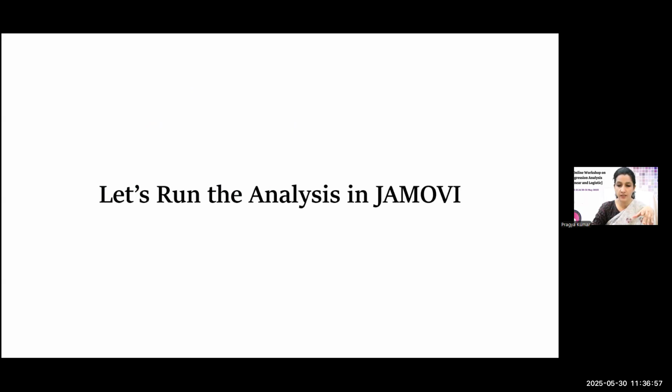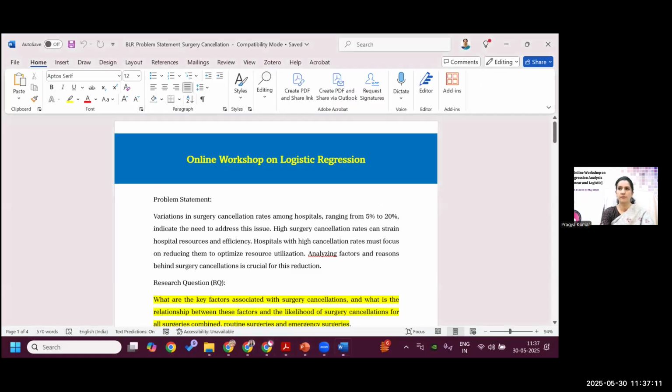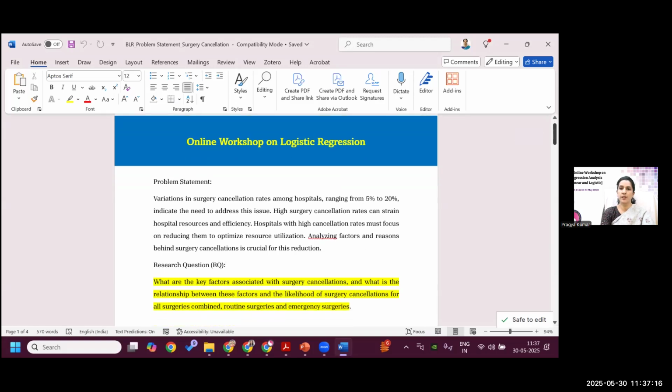Now let's run the analysis in JAMOVI. Are you people clear theoretically up till this point? Or otherwise we will go to the problem, the data, putting in the commands and then learning the interpretation. Should we have a break of 5 minutes? Then we'll be back, or a 10 minute break?